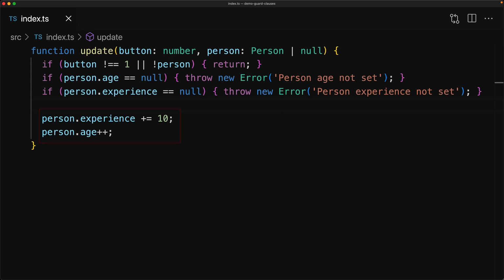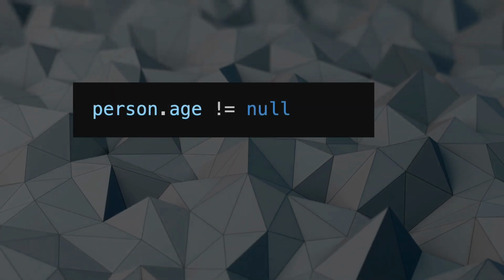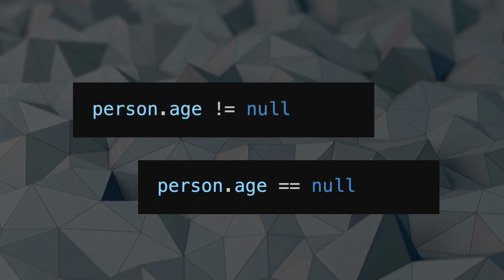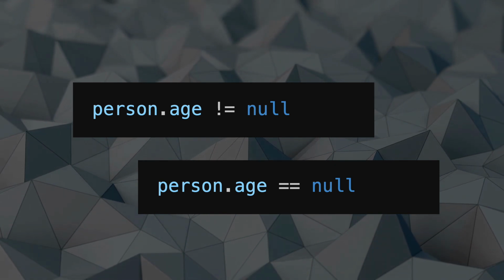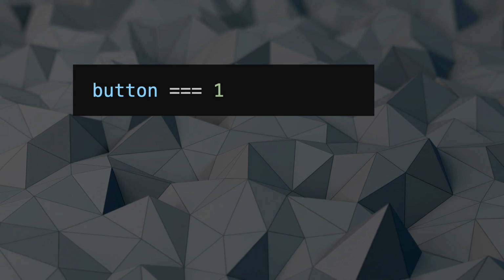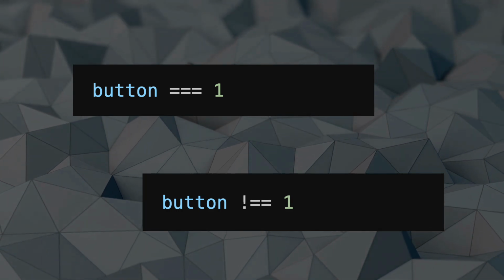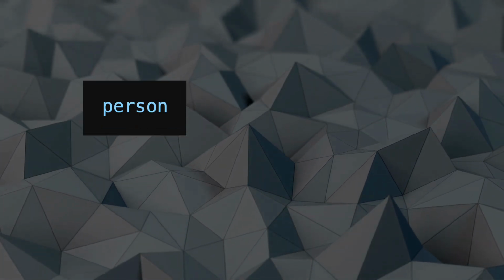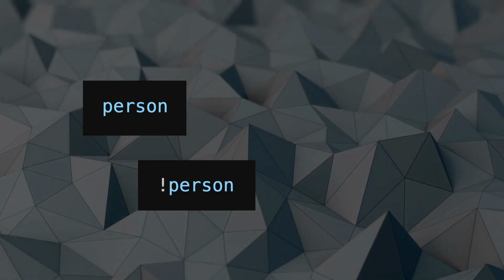Now as a final thought, let's talk about how you have to invert the conditions for your guard clauses. In most cases, inverting a condition is quite easy. For example, if you are checking for person.age not equal to null, it's a simple matter of replacing it with person.age equals to null. And the same is true for other things. For example, button equal to 1 becomes button not equal to 1. And if you are checking for a truthy value called person, then it becomes simply not person.